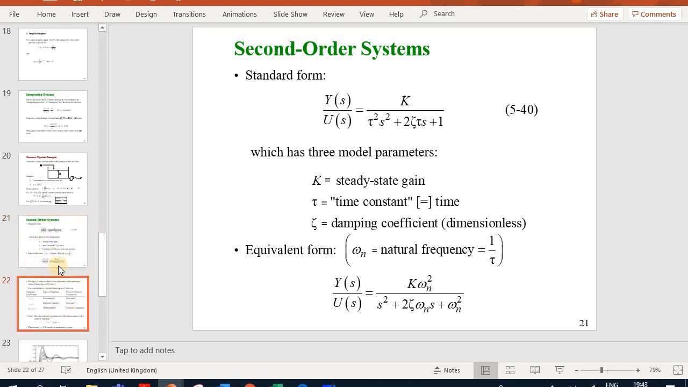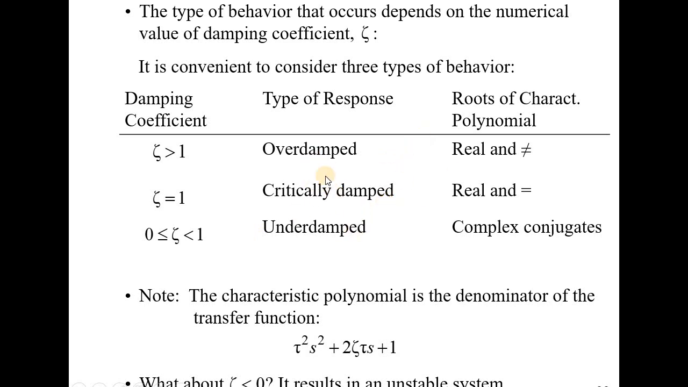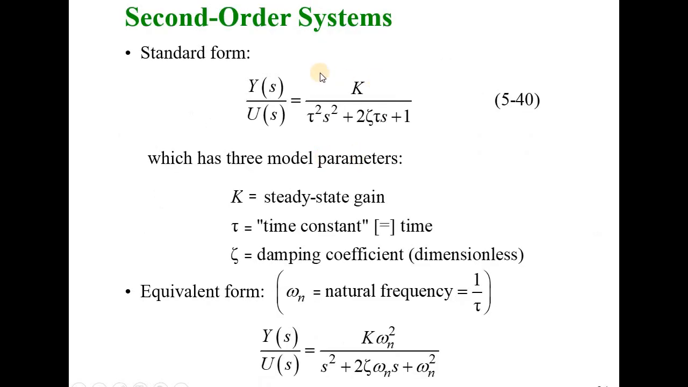This explains our slide here, where it says that the type of behavior depends on the numerical value of the damping coefficient. So xi is called the damping coefficient. Where does it come from? It comes from this standard format: k over tau squared s squared plus 2 xi tau s plus 1.